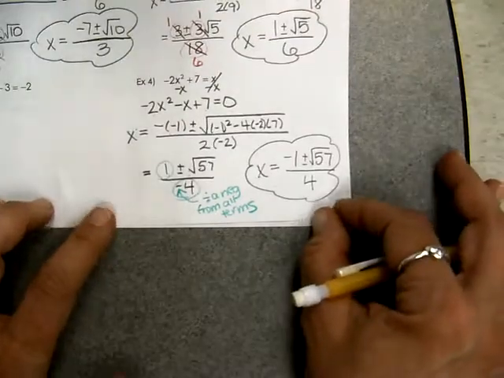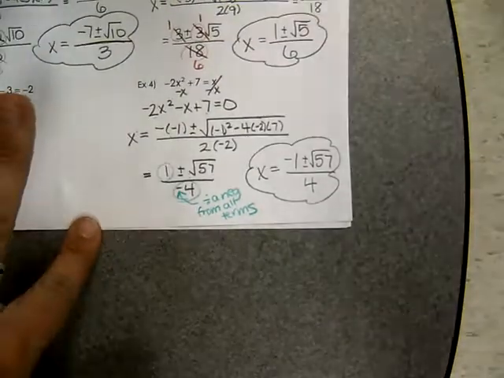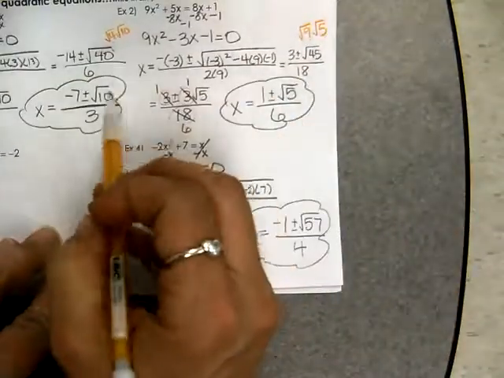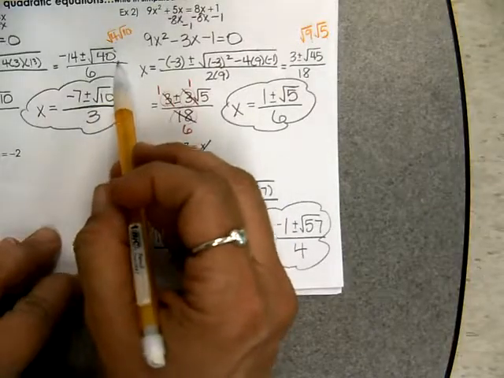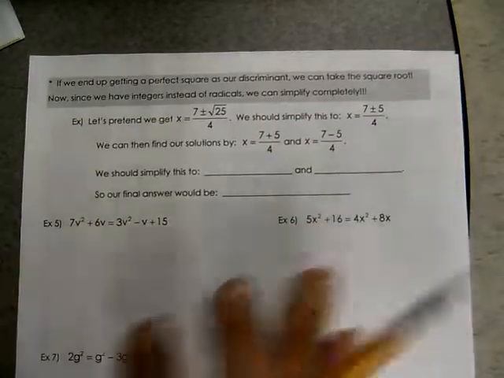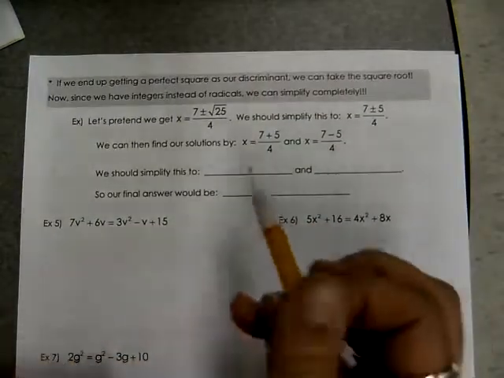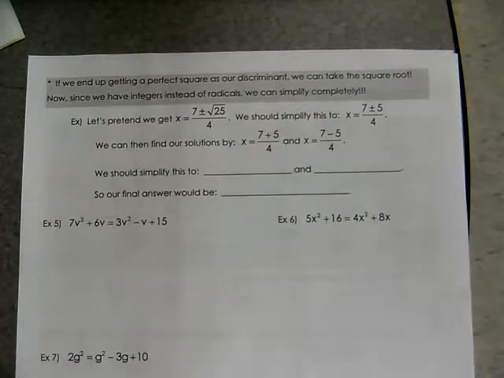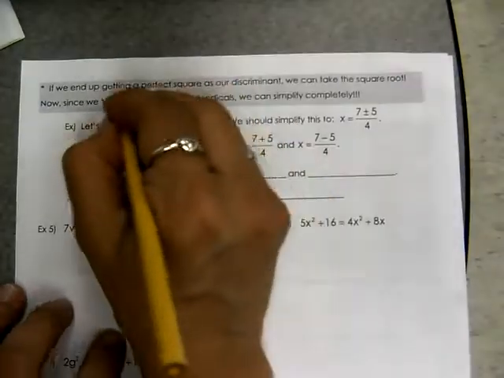Okay? So that's one of the simplifications that you're going to have to do. Do exactly what we did before. Check to see if you have a perfect square. If not, see if you can break it down. And then if you have common factors, divide those out. Okay. So next, let's talk about what happens if we end up getting a perfect square as our discriminant.